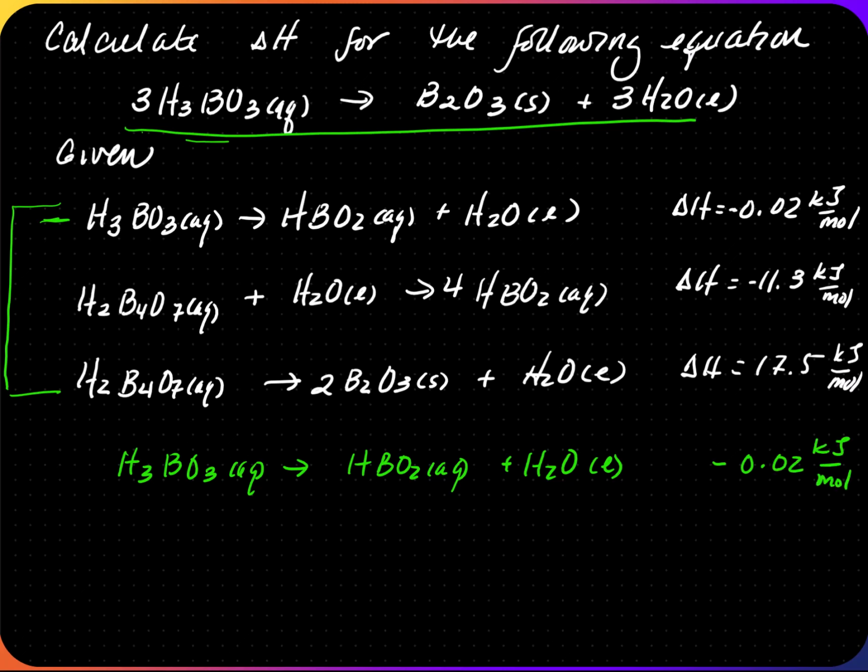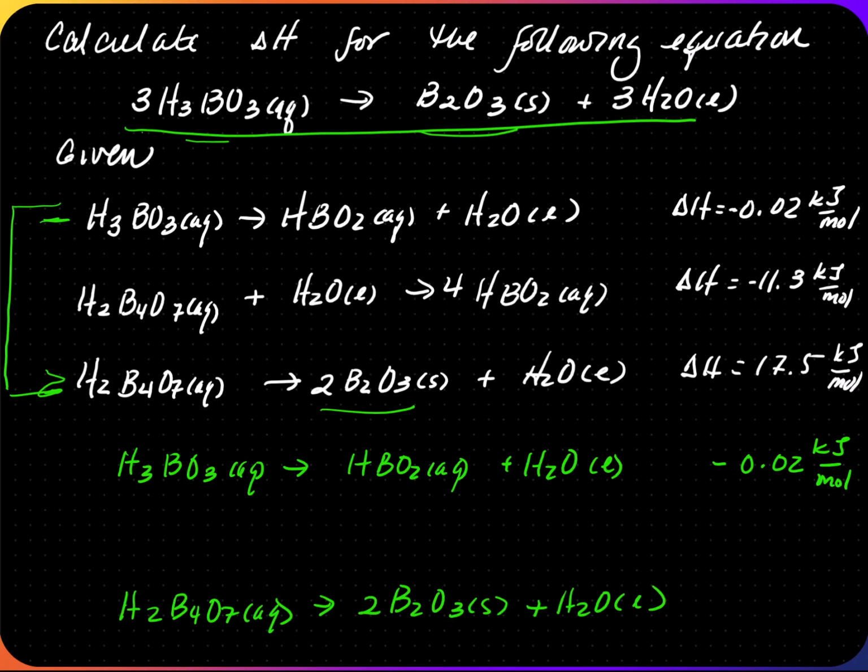So the middle equation is difficult to determine if it should stay or flip. But I could look at my final equation, the third equation down here, and we know this equation has to stay as is because the B2O3 is on the product side. So I'm going to recopy the third equation. And since we made no changes right now, I'm going to leave my delta H as is.